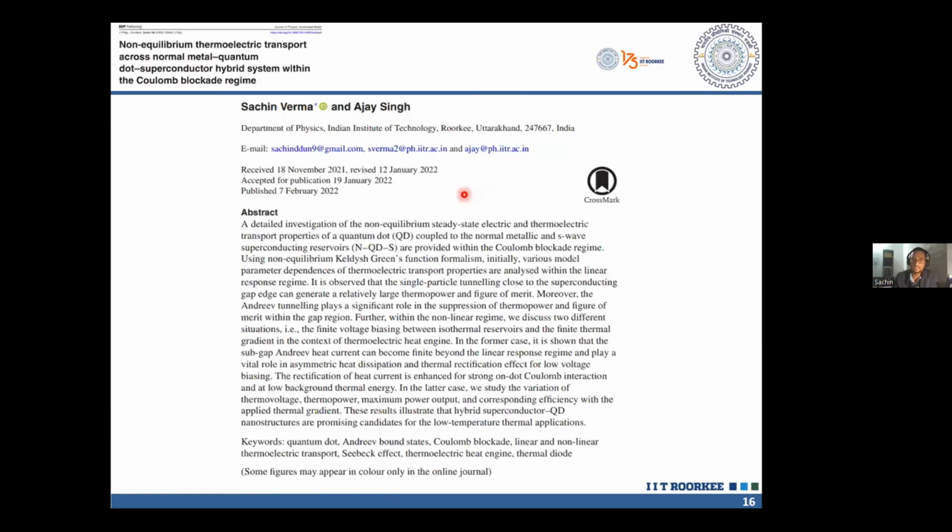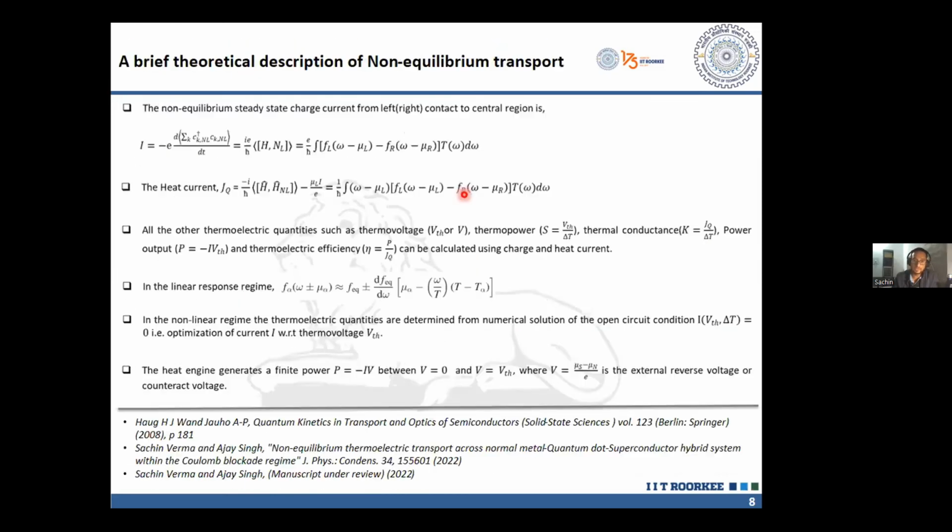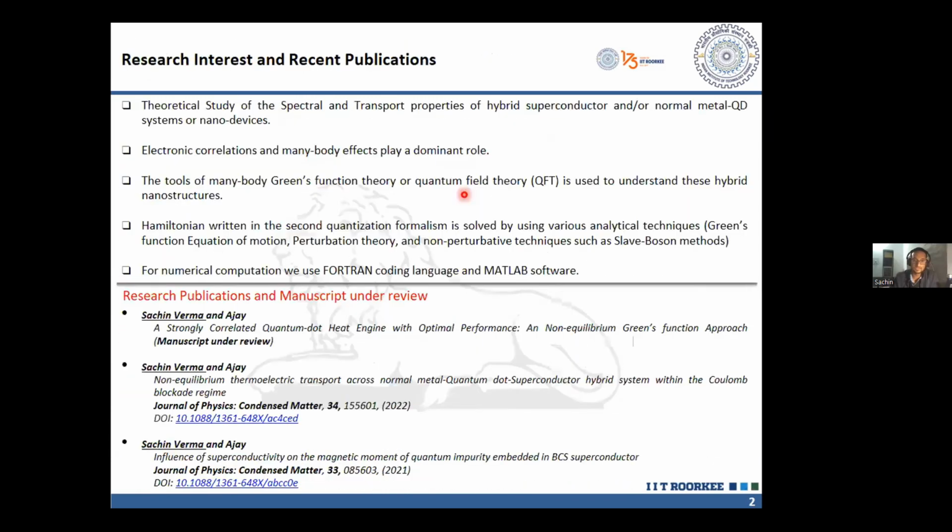The title of that first paper is Influence of Superconductivity on the Magnetic Moment of Quantum Impurity Embedded in BCS Superconductor. In that paper, we have not studied any thermoelectric transport or charge transport. We have just studied the influence of superconductivity on a magnetic impurity, which is a quantum dot, you can say. We plotted this magnetic, non-magnetic phase diagram. We studied this proximity effect, or Andreev bound state, or Andreev reflection.